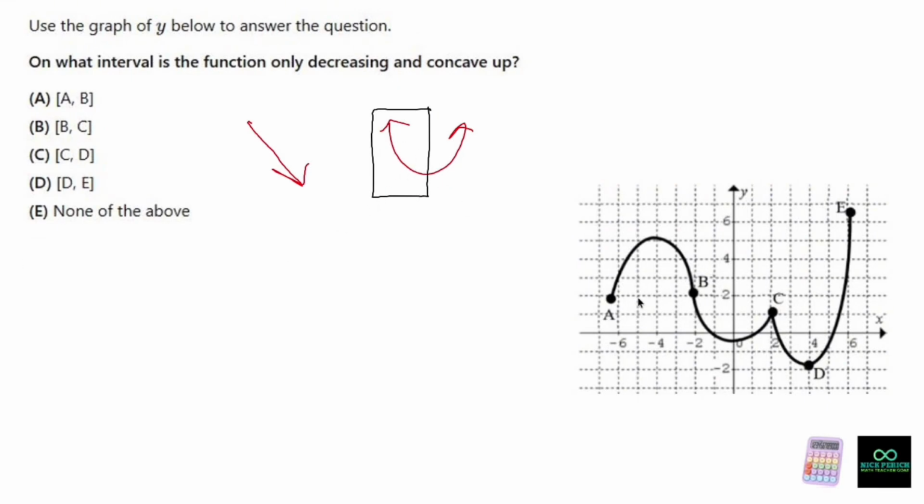So between A and B is concave down, not even an option. Between B and C is concave up, but that's not only decreasing. Between B and C starts out decreasing, but then ends up increasing halfway through, so that's not an option. Between C and D is concave up and decreasing, so that's the one that we want. D and E is concave up and increasing. None of the above is not what I want. So this one is C because of what I said just a second ago. So calculator, fun? Yeah, for sure.